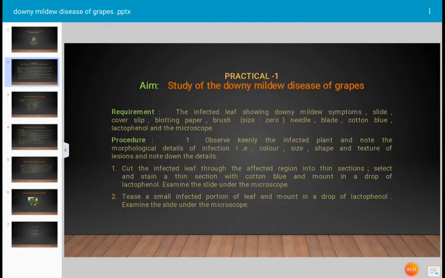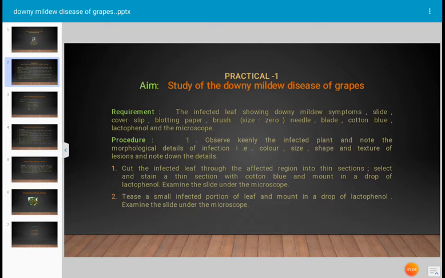What do we require for the practical purpose? The requirements are infected leaf showing downy mildew symptoms, slide, cover slip, blotting paper, brush, needle, blade, cotton blue, lactophenol and the microscope. This is the requirement for the practical of downy mildew disease.